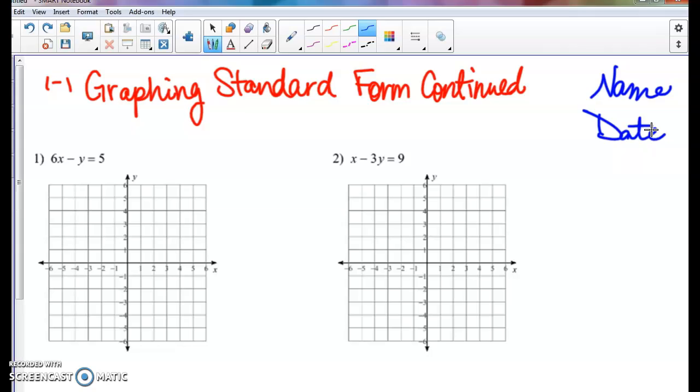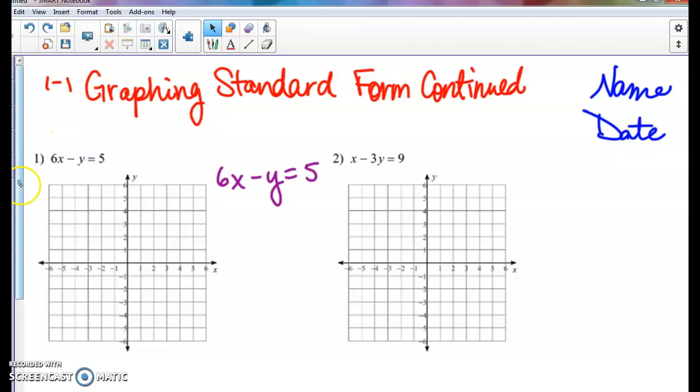So the very first problem we have here is 6x minus y equals 5. If you remember, the first thing we have to do when we have an equation in standard form is get it into slope-intercept form. So we're going to make it look like y equals mx plus b.